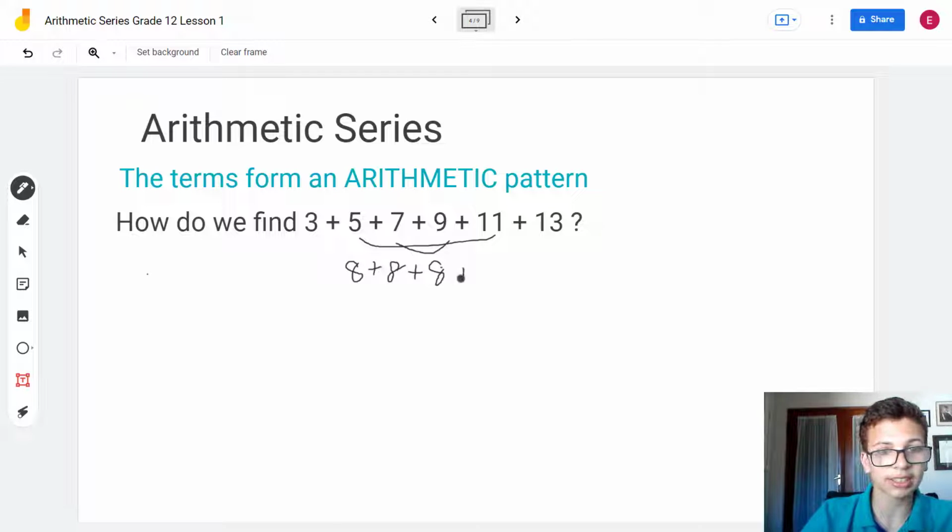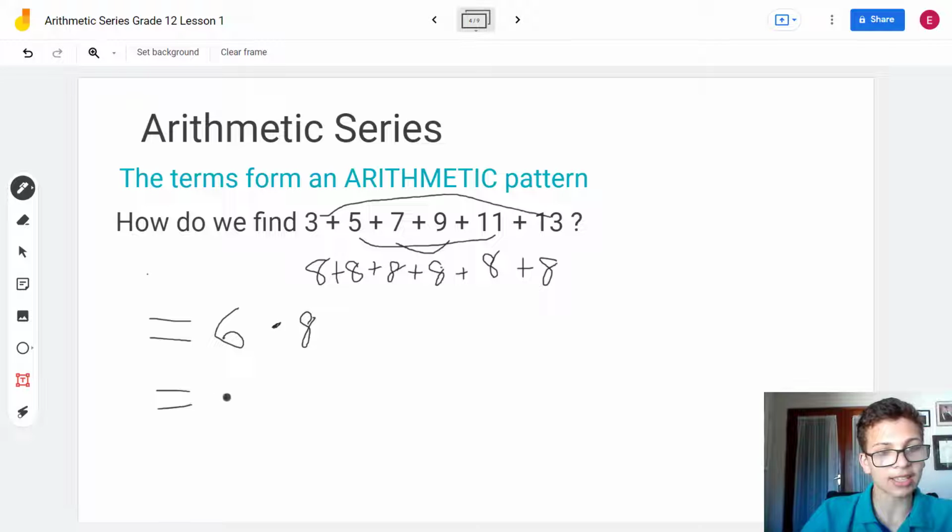Okay, because as you can see, 7 plus 9 is just 16, which is 8 plus 8. 5 plus 11 is 16, which is 8 plus 8. And again, we can also do 3 and 13 with 8 plus 8, because that's their average as well. So 3 plus 13 equals 16, and the average is 16 divided by 2, which is 8. So in total, the sum is equal to how many 8s there are, which is the number of terms. So 6 times the average, which is 8.